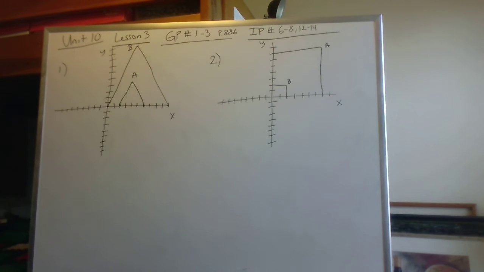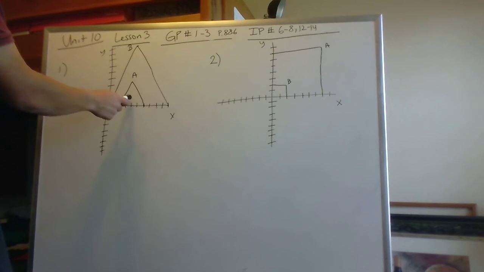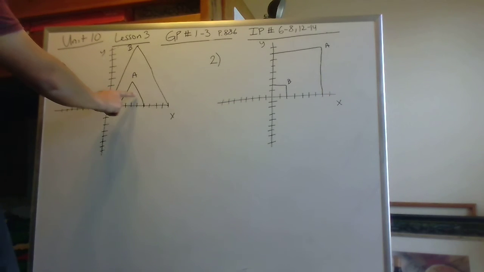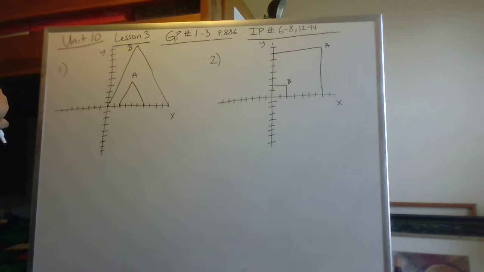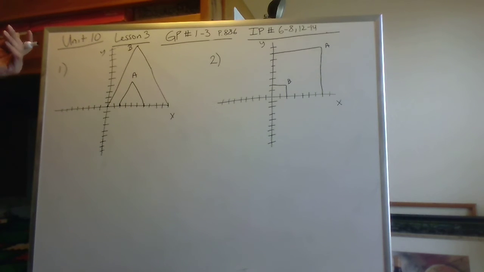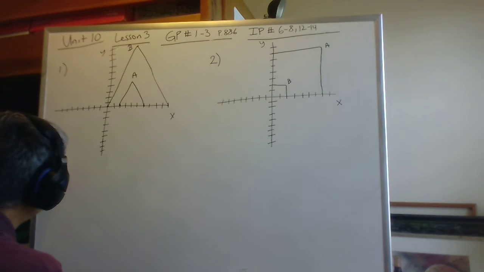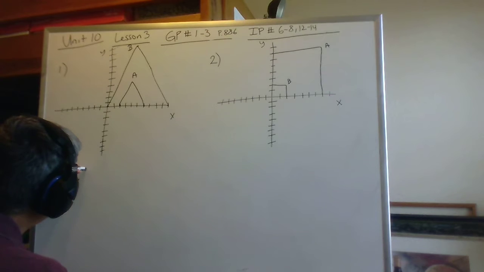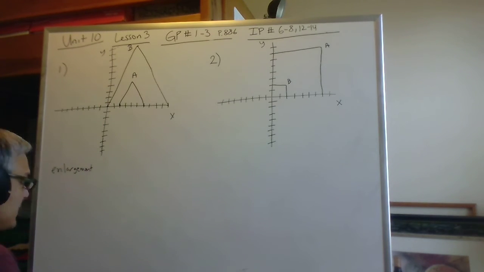So we need to look, how does the shape A, this triangle, compare to when it goes to B? Well, first of all, we're going to look at the size of A. Does A get smaller or bigger in comparison to B? And it looks like A is this tiny triangle and B is the larger triangle. So that would be classified as an enlargement, because from A to B, the triangle gets bigger.